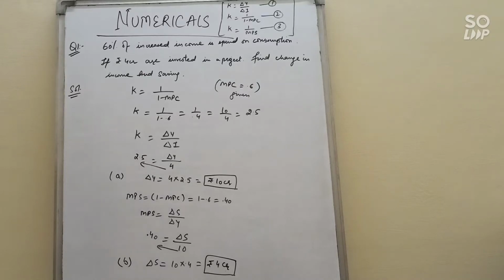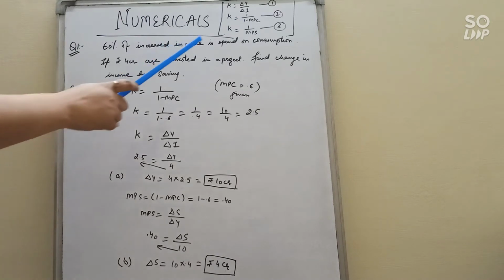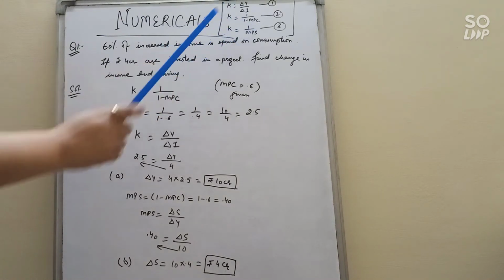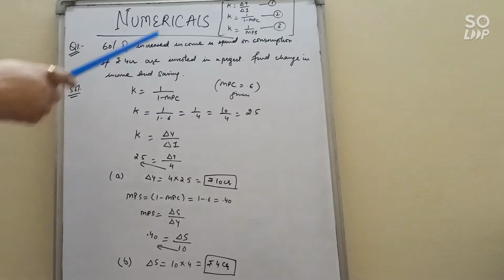Let's see how to solve numericals of multipliers. Before doing numericals, we should know there are three formulas to calculate multiplier. One, if change in income and change in investment is given, then k is equal to delta Y upon delta I. Second, if MPC is given, then k is equal to 1 upon 1 minus MPC. Third, if MPS is given, then k is equal to 1 upon MPS. So you need to learn all these three formulas to calculate multiplier.